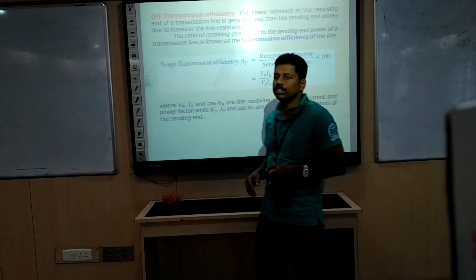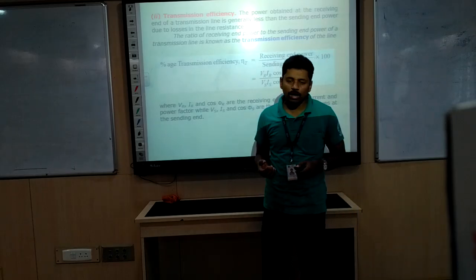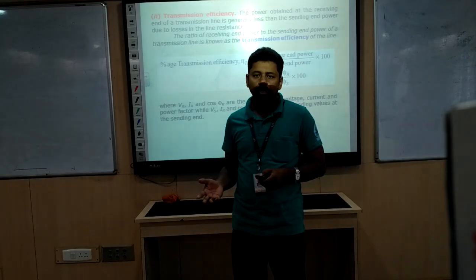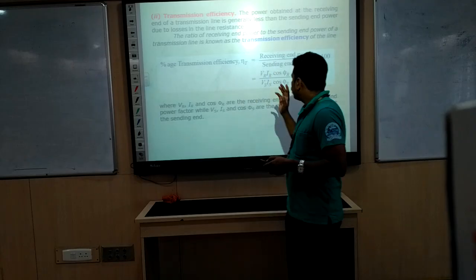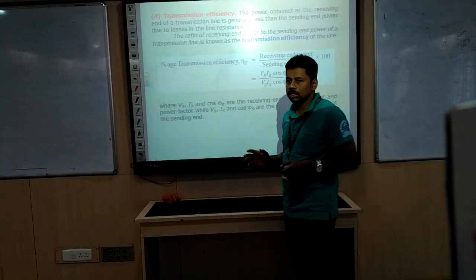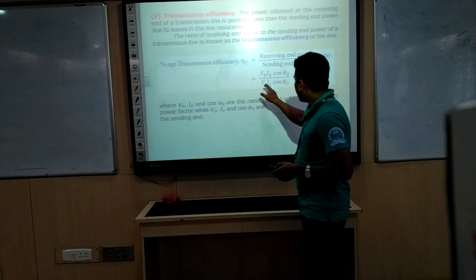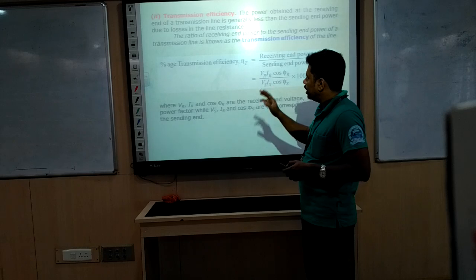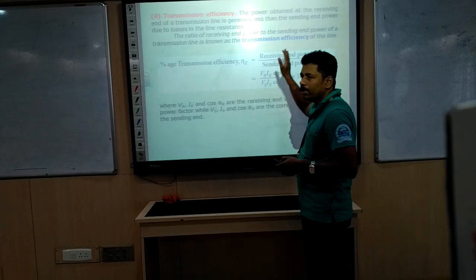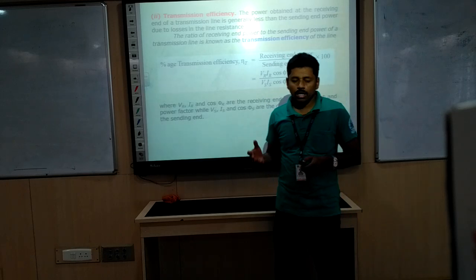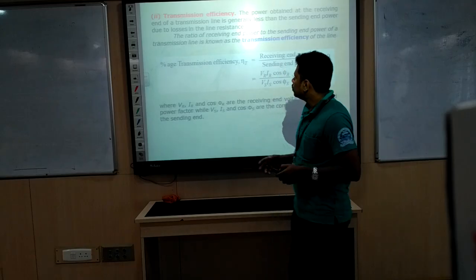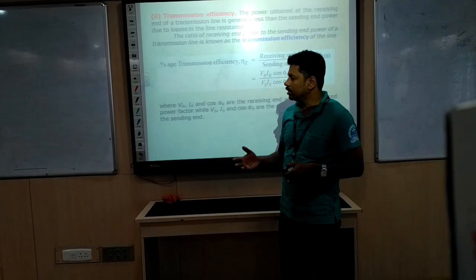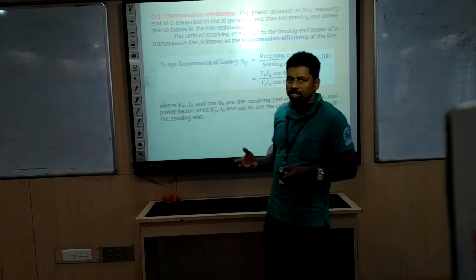Then coming to the transmission efficiency, this is also important. We are trying for 100% efficiency, but practically it is not possible to get 100%. So what we are going to do is find the transmission efficiency. Vs, Is, and cos phi s are the sending end parameters. Vr, Ir, and cos phi r are the receiving end parameters. So receiving end power by sending end power will give you the efficiency of the transmission line. As much as possible, we try to improve the efficiency to more than 90-95% by adding components like FACTS devices, etc.